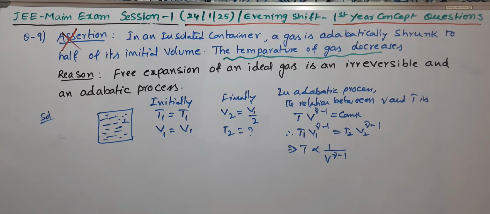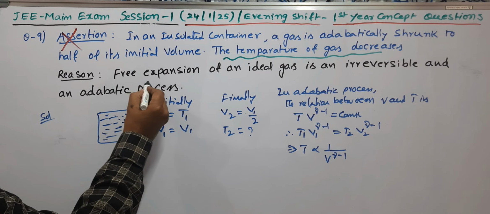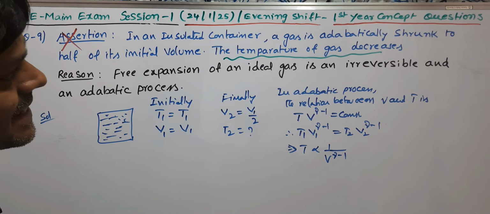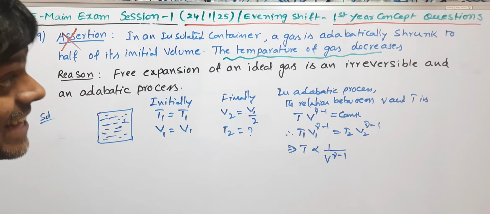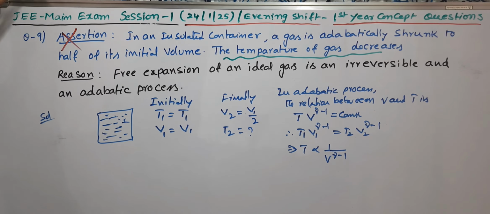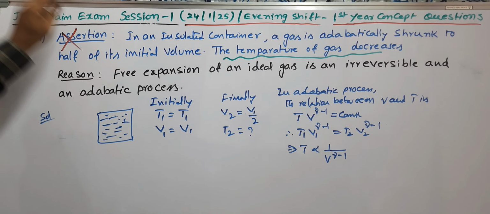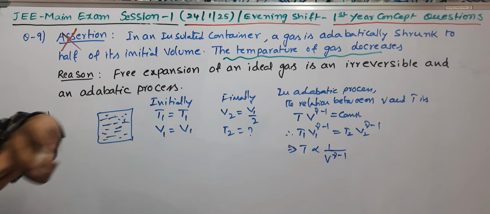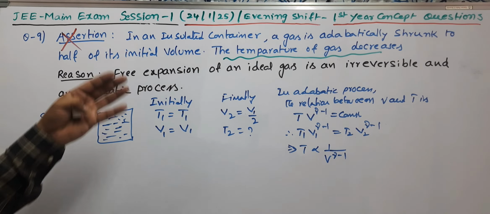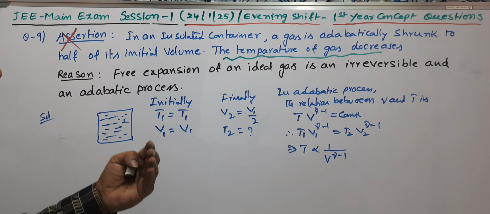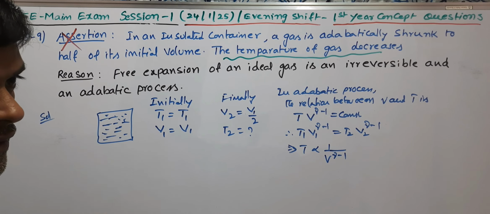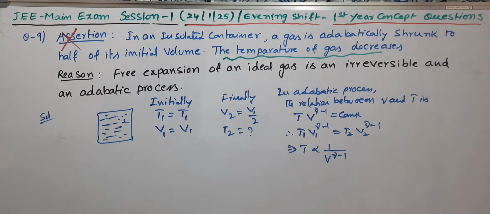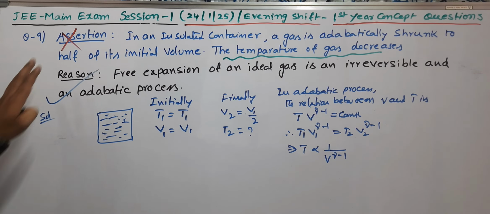Okay, right. Next, reason. What is the reason? Free expansion of an ideal gas is an irreversible and an adiabatic process. That means if you imagine this free expansion of ideal gas is very quick, fast, so it is nothing but an adiabatic process. Yes, it is correct. Okay, that is it. So the assertion is wrong, the reason is correct.